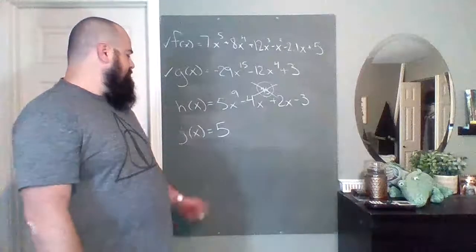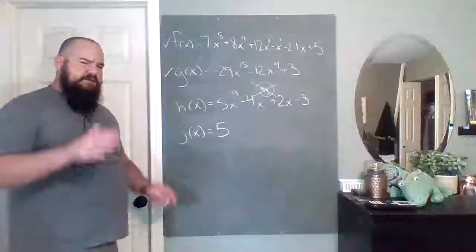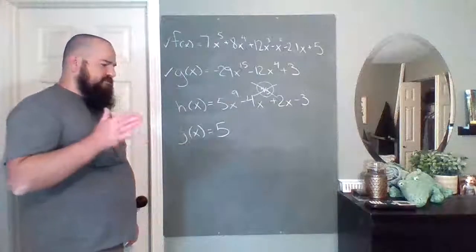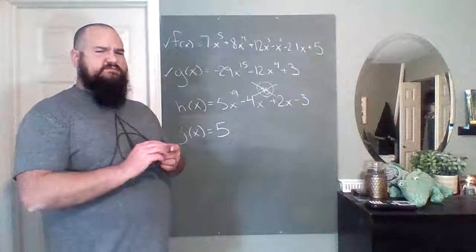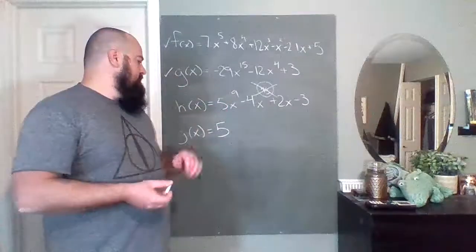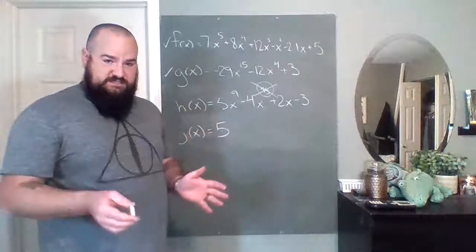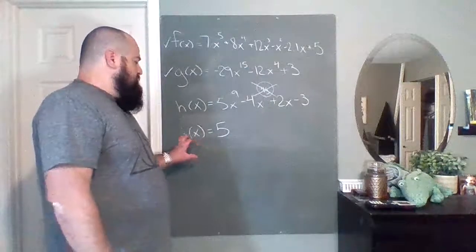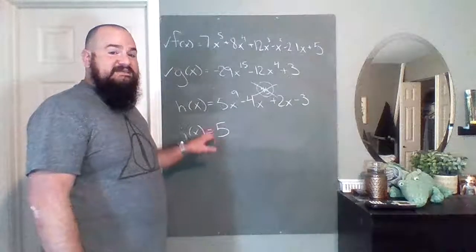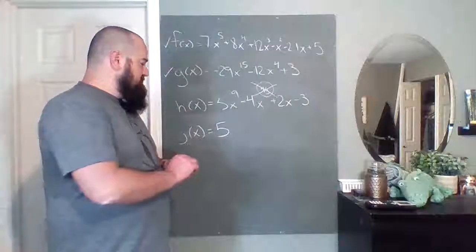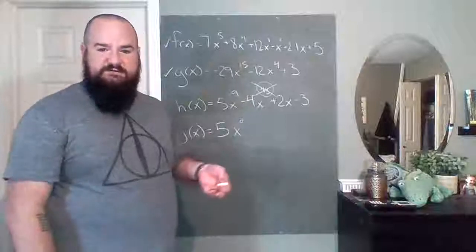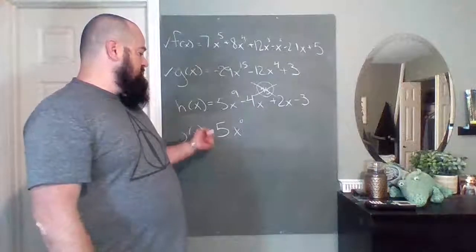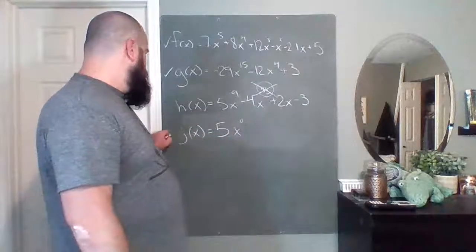Okay? Now this last one. This is kind of a weird gray area. This comes into the idea that natural numbers contain 0. Some people say it does, some people say it doesn't. It's a really weird, fuzzy area of mathematics. But we're going to say it does include 0. So this right here is a polynomial. This is like 5 times x to the 0. And so this is a polynomial, in fact.